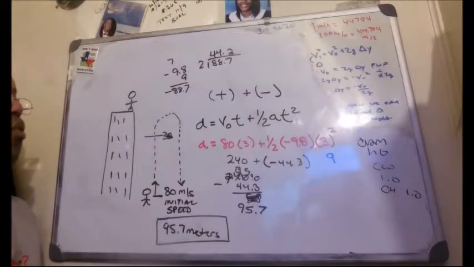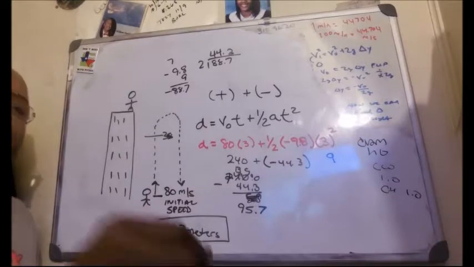Very, very important. So, in 3 seconds, this object should be 95.7 meters away from us.